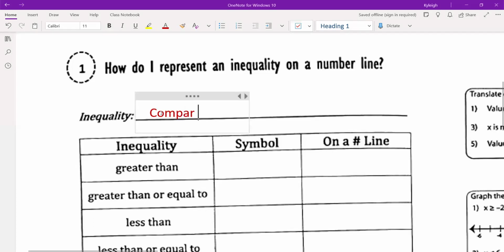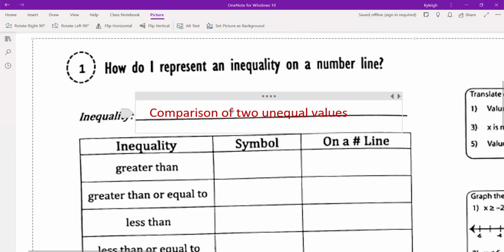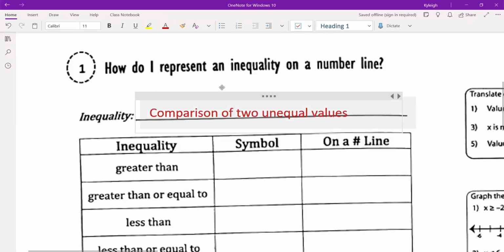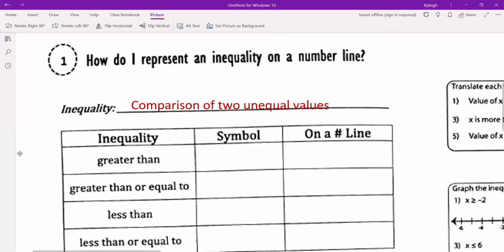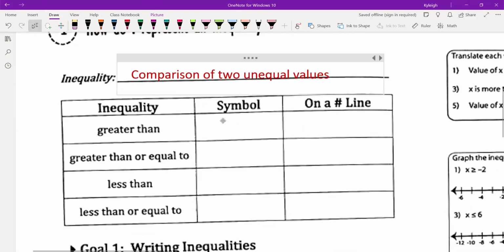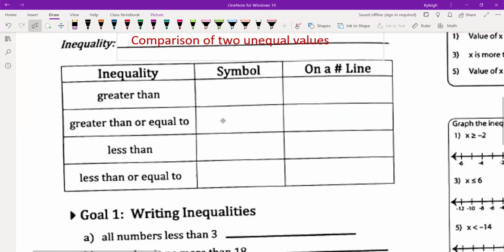It's a comparison of two unequal values. Okay, so we're just comparing two unequal things, and that's all an inequality is. All right, and then let's talk about their symbols and how to put them on a number line.